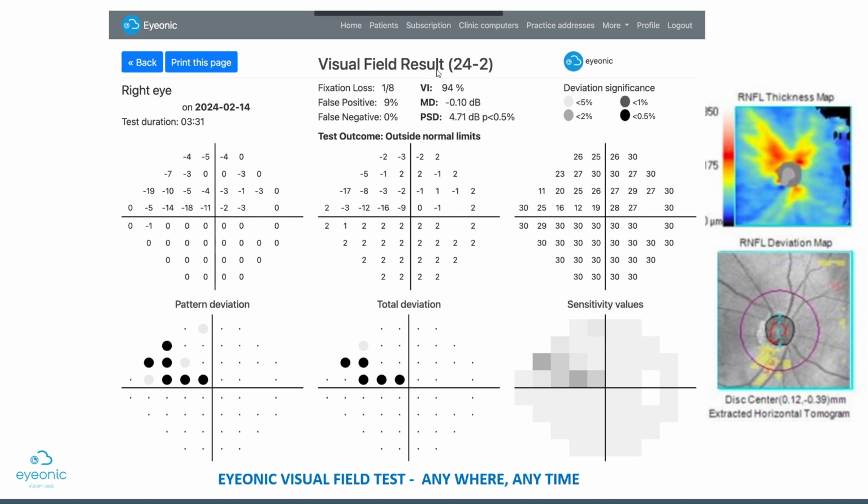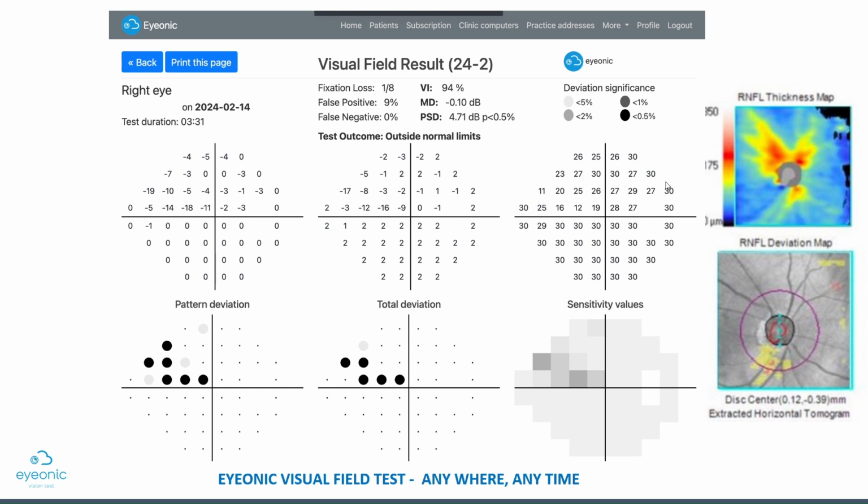The first thing to note is that it is a 24-2 test, which means that we're assessing the 24 degrees of central vision. So each of these maps that you see here all represent the visual field out to 24 degrees with the center where the lines meet. So central fixation is right where these vertical and horizontal lines meet. Now, the test was performed on the 14th of February 2024, and it took 3 minutes 31 seconds.